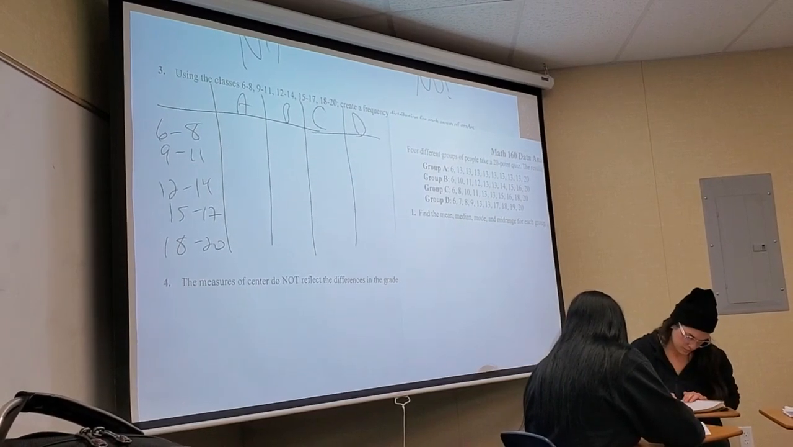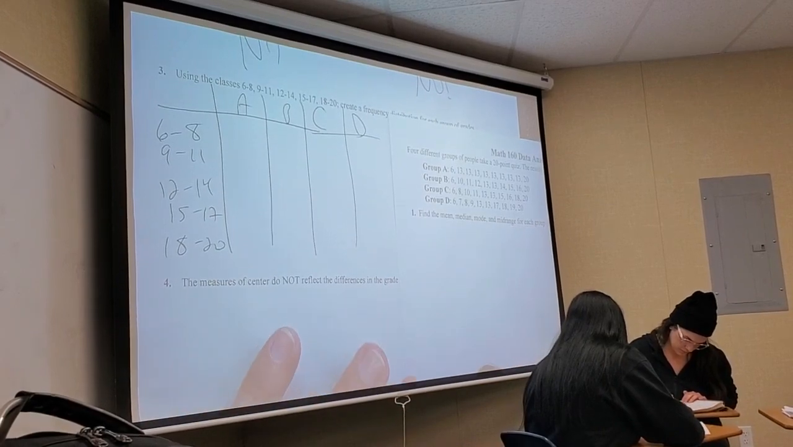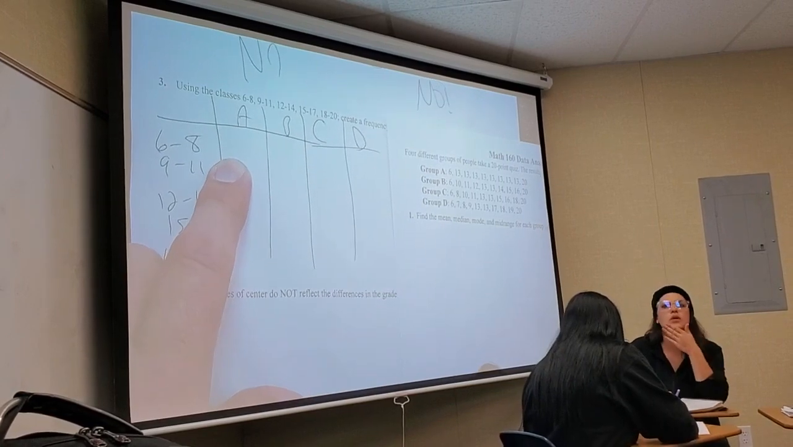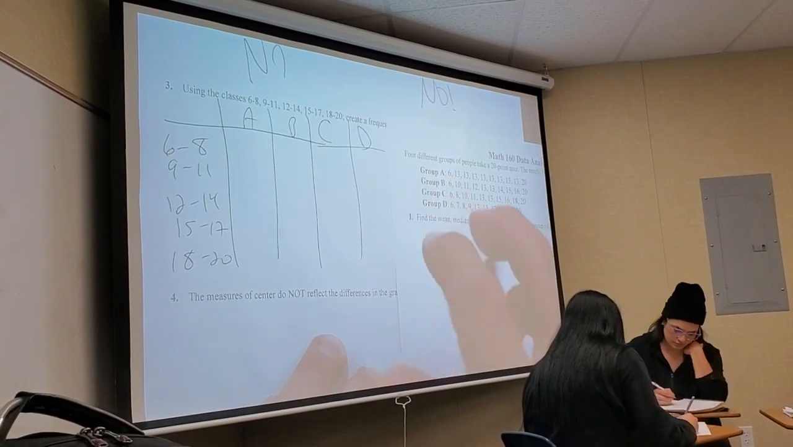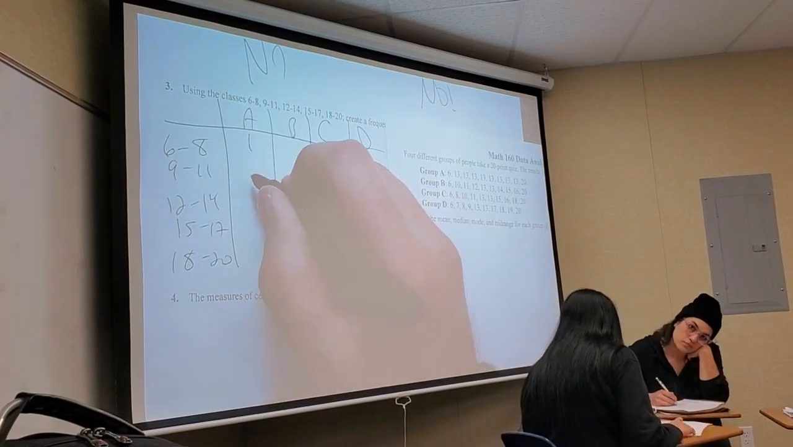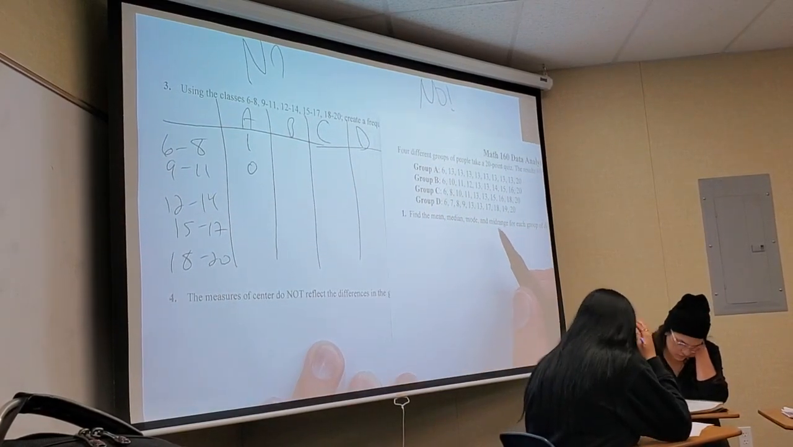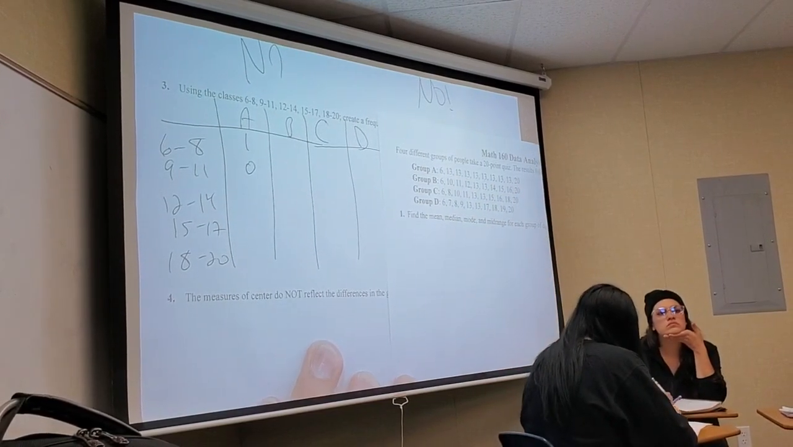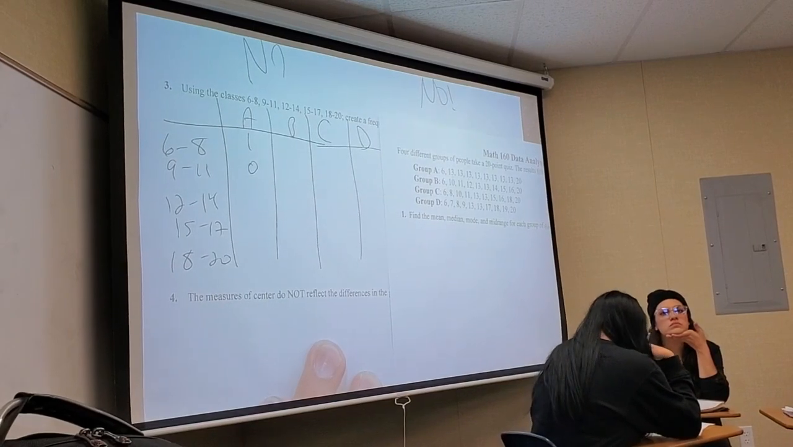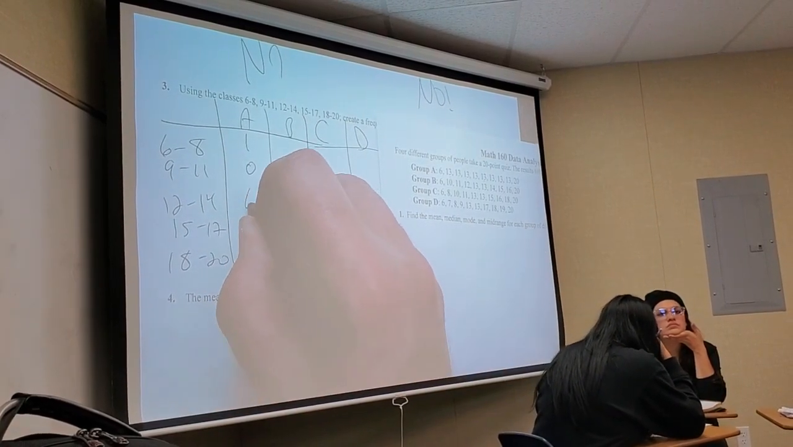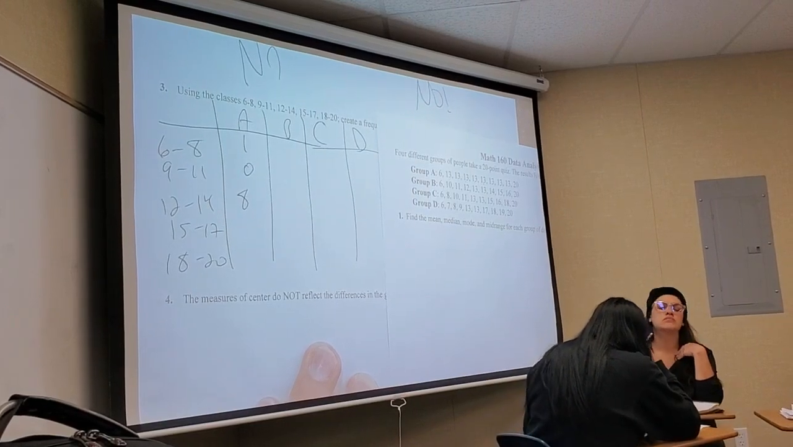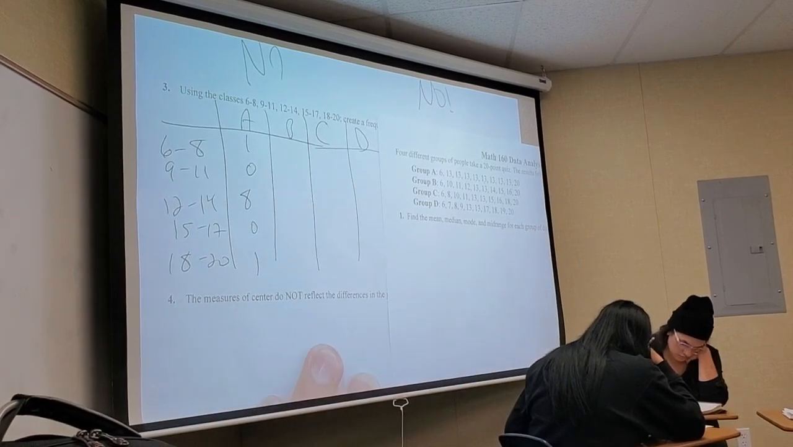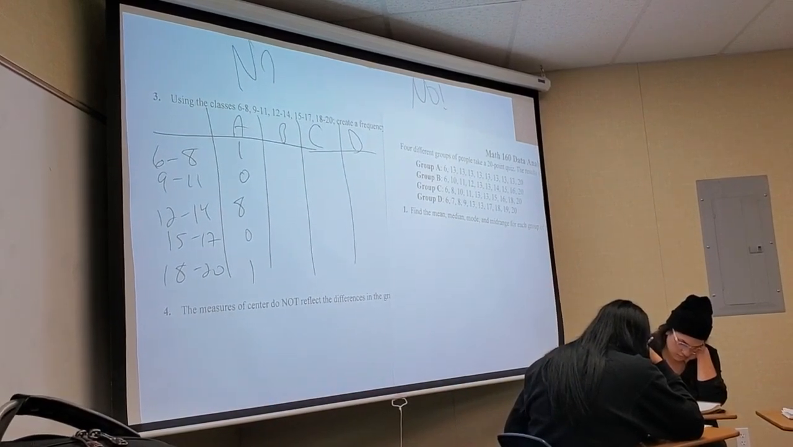Just to do an example, to make sure everybody's on the right track. For group A, how many are from 6 to 8? One. How many are from 9 to 11? 0. 12 to 14? 8. 1, 2, 3, 4, 5, 6, 7, 8. Aren't they all just 13s in there? Said 8, I know, I'm with you. But then I heard 2, and that made me freak out. How many from 15 to 17? 0. None. And how many from 18 to 20? 1. Oh, 1. Yes. Well said.